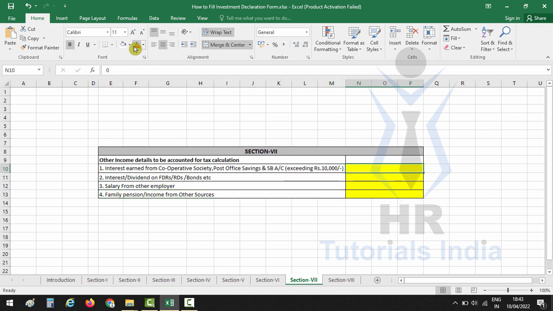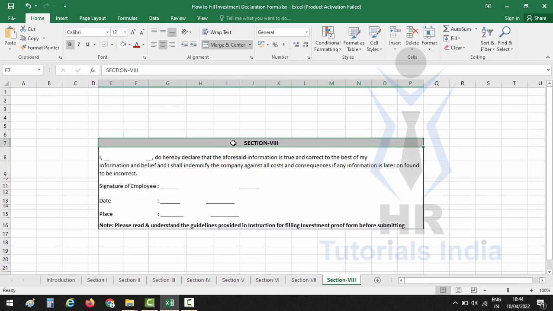Interest earned from corporate society is 0. Interest or dividend from FDRs, RDs and bonds, 0. Salary from other employer, 0. Family pension and income from other sources, 0. So income from other sources is 0 for this employee, so we have to fill 0. Now we have completed section 7. Now let's move on to the last section, that is section 8.